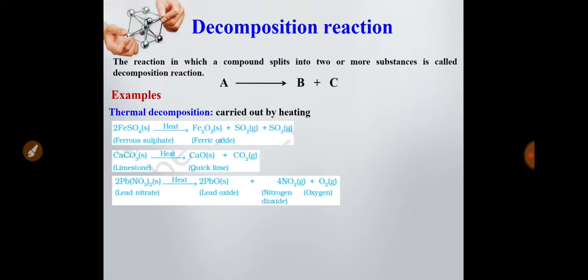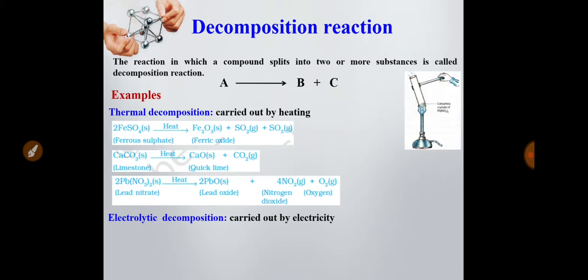So there may be a question on what the thermal decomposition of lead nitrate is, or what will happen when ferrous sulfate crystals are heated. This type of question may come in your exam. This is the procedure of the thermal decomposition process. Here one Bunsen burner is lighted, and the solid material is taken in a test tube and heated on the flame of the Bunsen burner to carry out the thermal decomposition process.